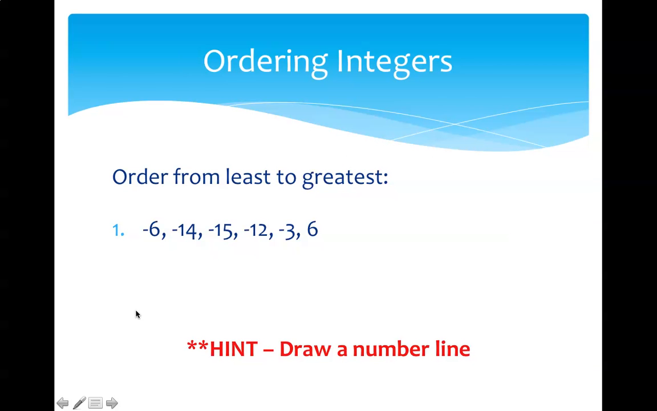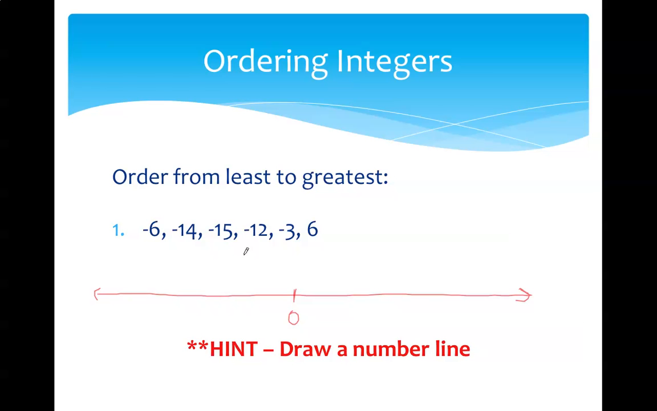All right, ordering integers. It's very important first to read the instructions on which direction we're going. In our example, we are going from least to greatest. And there's a hint here. Sometimes you need to draw a number line if you don't know exactly where to go. If I were to draw a number line, I know that 0 is in the middle. And then I have a -6, a -14, a -15, a -12, a -3, and a +6.